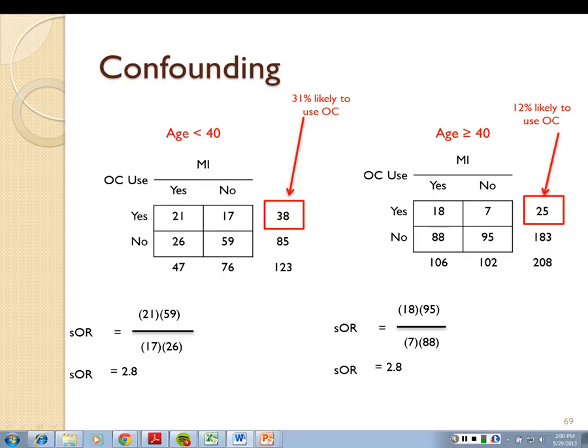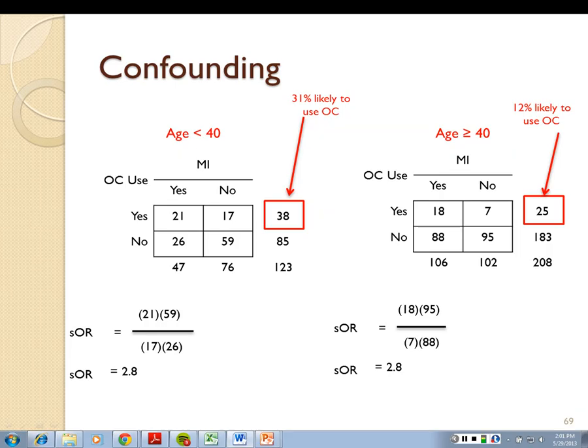So the first step is to stratify based on the confounder. In this example, age. We create two separate 2x2 tables, one for people under 40 and one for those 40 and older. We can now assess if the potential confounder is associated with the exposure. Here we see that 31% of people aged less than 40 are likely to use oral contraceptives, but only 12% of those ages 40 and older are likely to use oral contraceptives. We have met the first criteria.